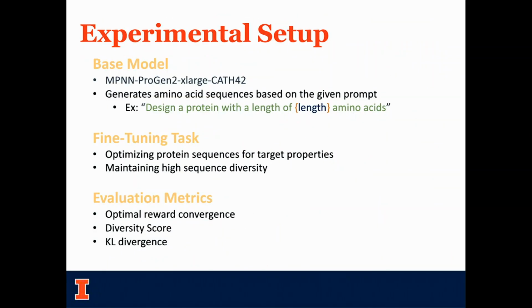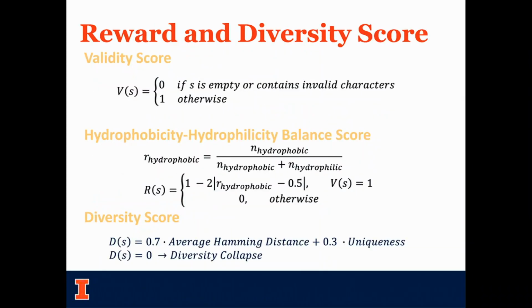So in order to demonstrate some of these limitations empirically, we fine-tuned the MPNN ProGen extra large model, which is trained on the CATH 4.2 dataset. What this model does is take in a prompt and generate a corresponding amino acid sequence. Our fine-tuning task is to optimize the reward for some target property that we want to see in the sequences, but also maintain high sequence diversity while doing so. We evaluate this on the reward, the diversity score, and the KL divergence.